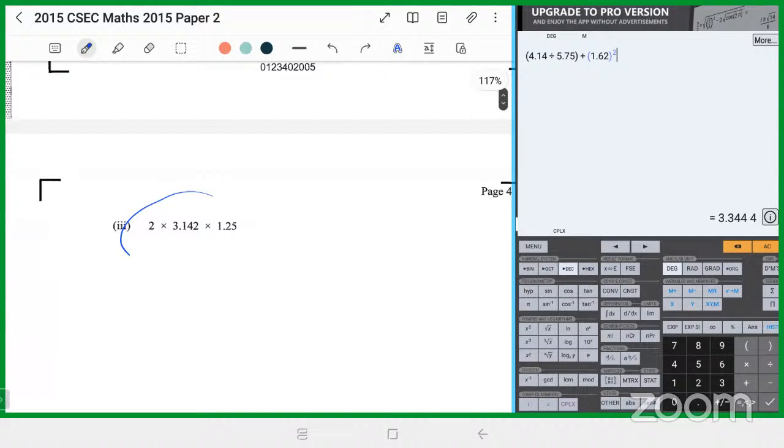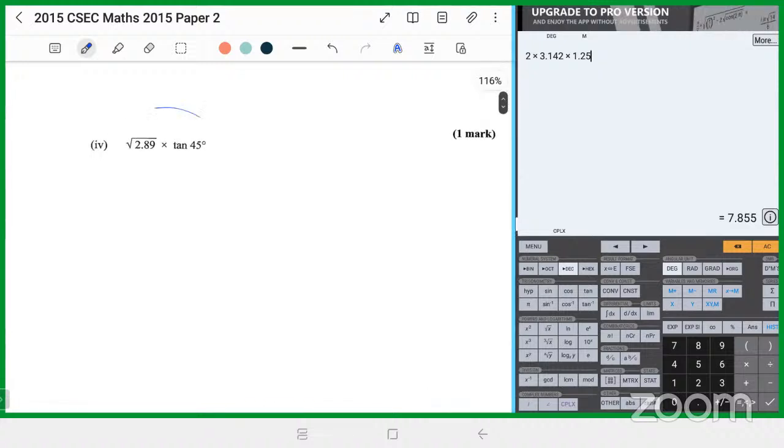This one, everything is multiplying now. So it's 2 times 3.142, that's pi, times 1.25. Look at it, make sure it's the same thing we have there. Yes, it is. Equals 7.855. Easy as that. Next question.